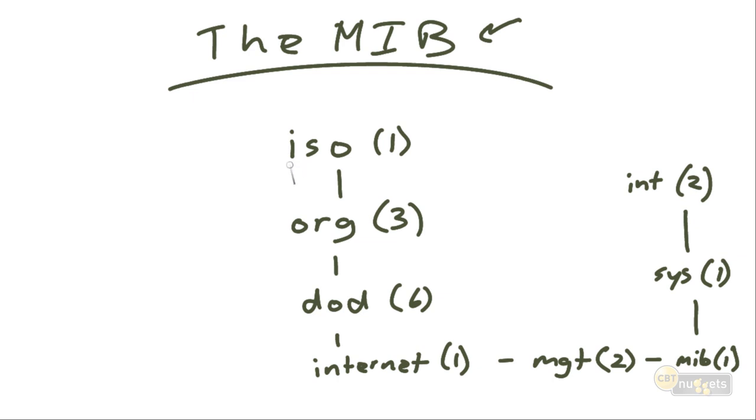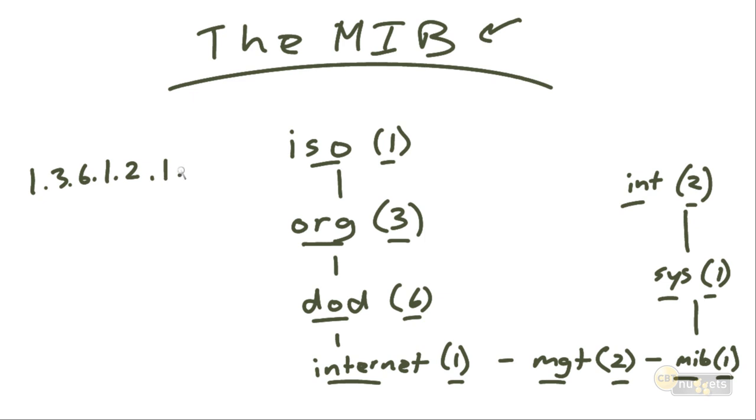So what happens is you start at the ISO level, which is identified numerically as 1, then the org level 3, Department of Defense 6, Internet 1, Management 2, MIB 1, System 1, Interfaces 2. And what happens is you have a numerical way that you can describe a particular MIB variable. So we know the interfaces are in 1.3.6.1.2.1.1.2, and you can describe things based on a numeric identifier of where that particular variable lives within the tree structure of variables. Pretty cool.